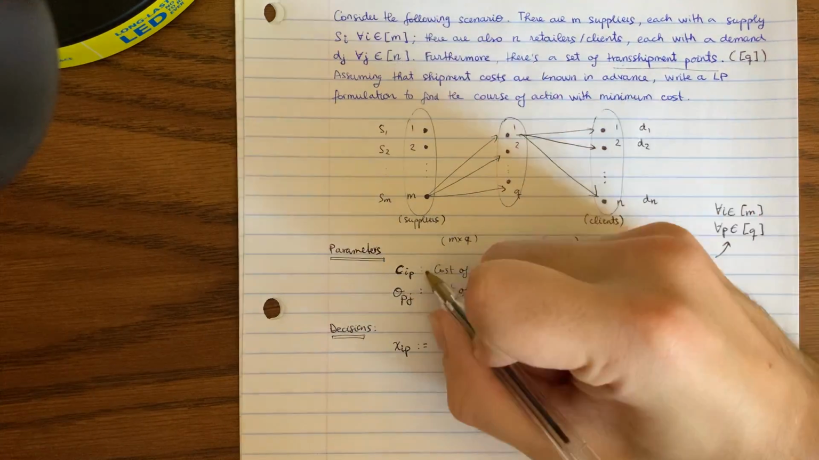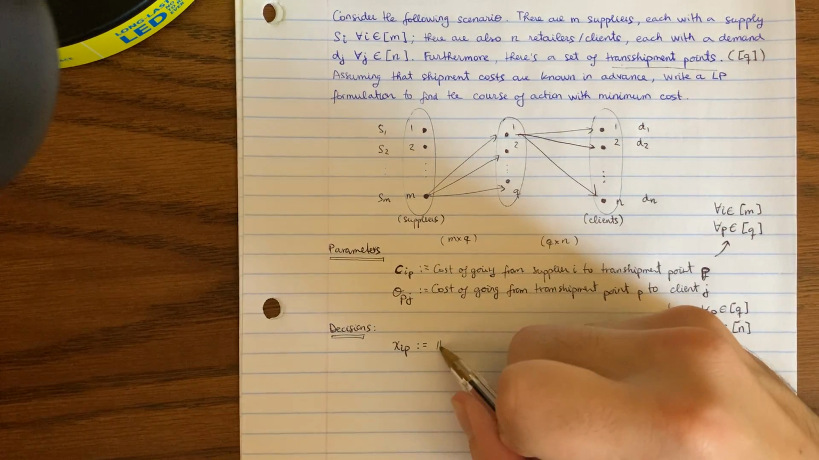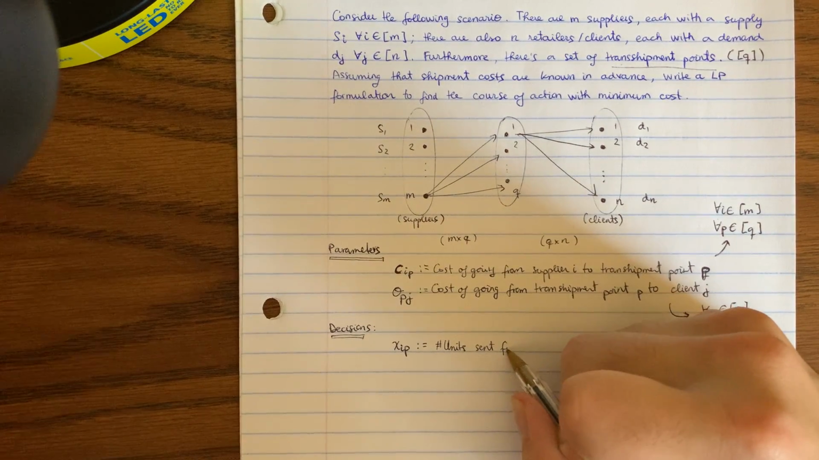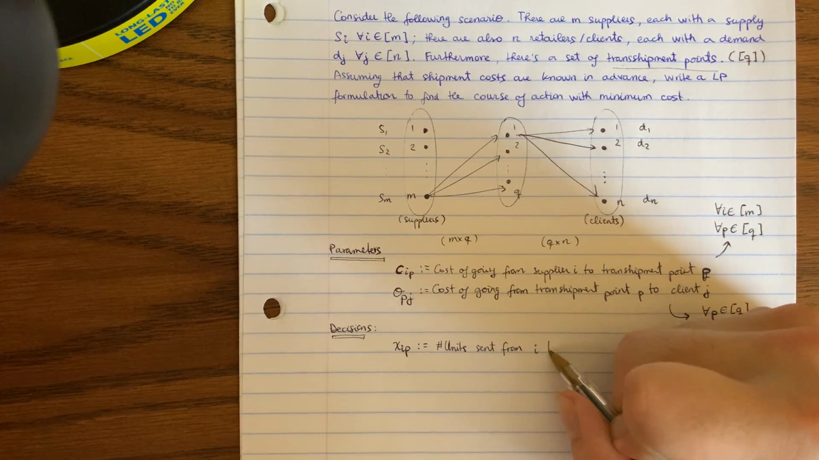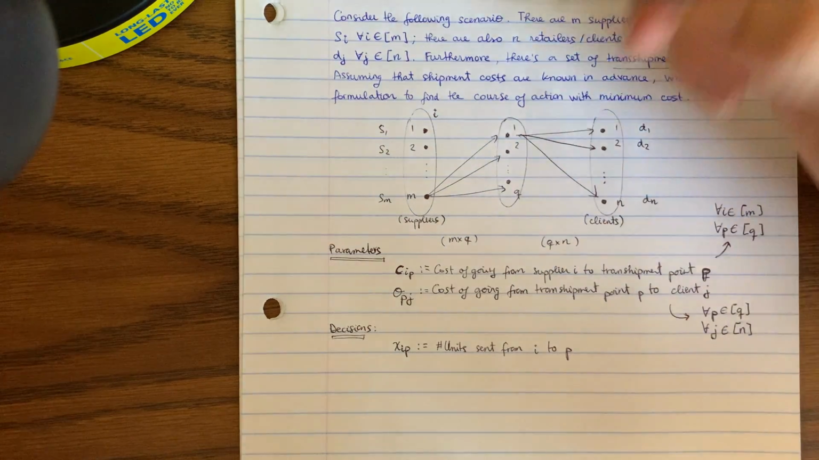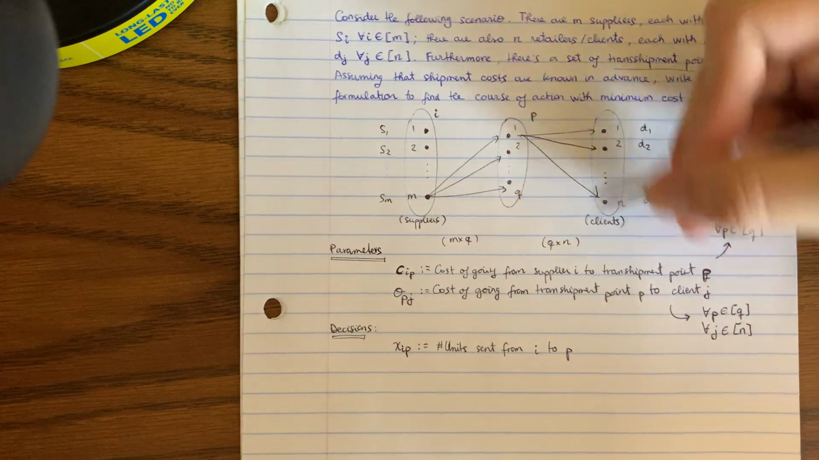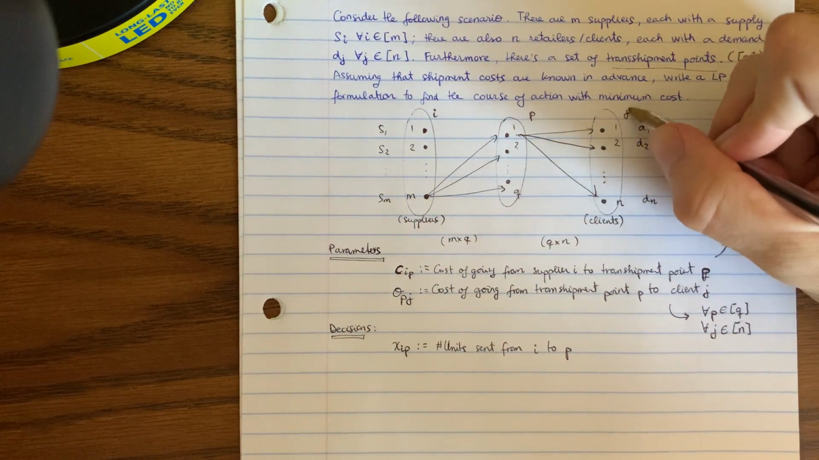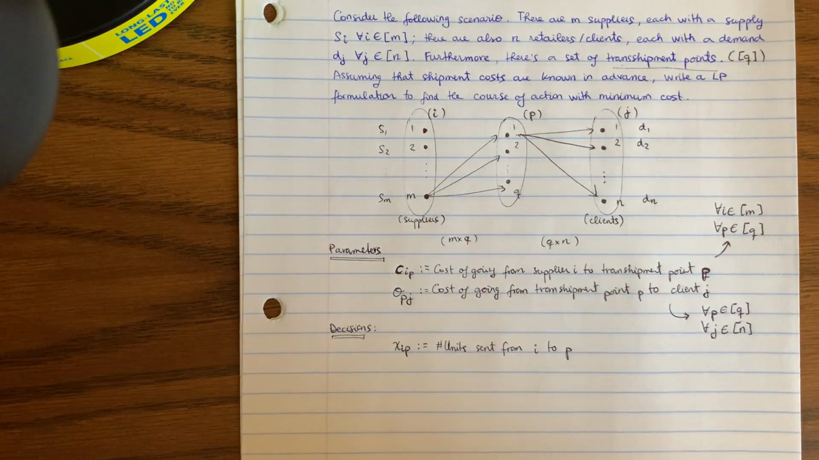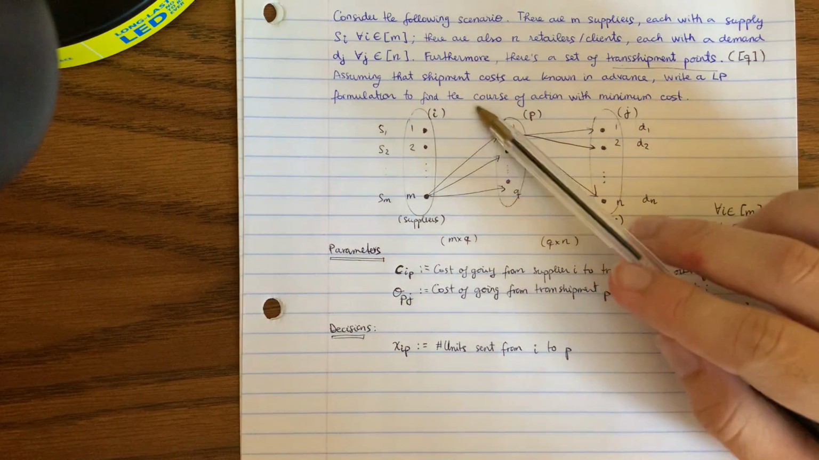to represent the number of units sent from I to P, right? And you can see I'm labeling suppliers with I, the transshipment points with P, and the clients with J, just to be clear. That way I don't have to write it over and over, right? And these variables only represent this half.